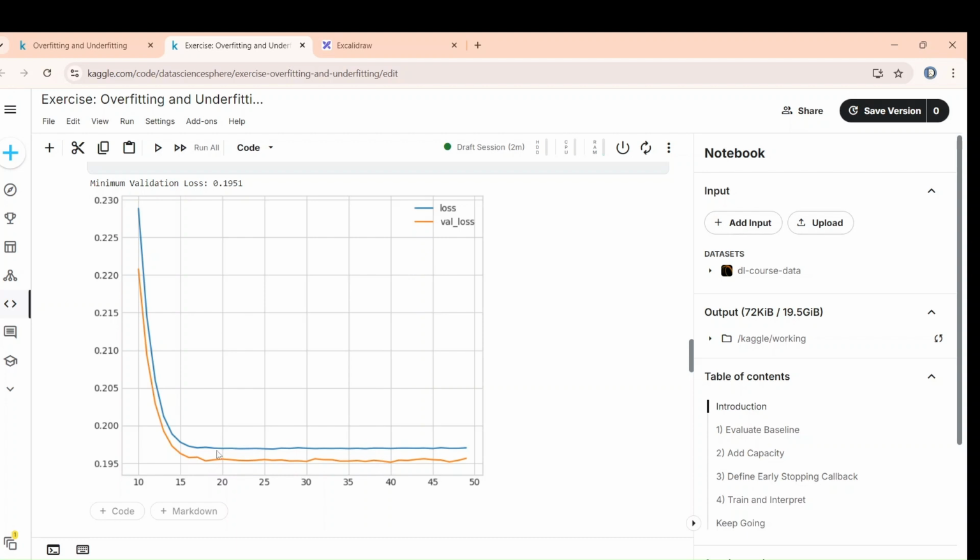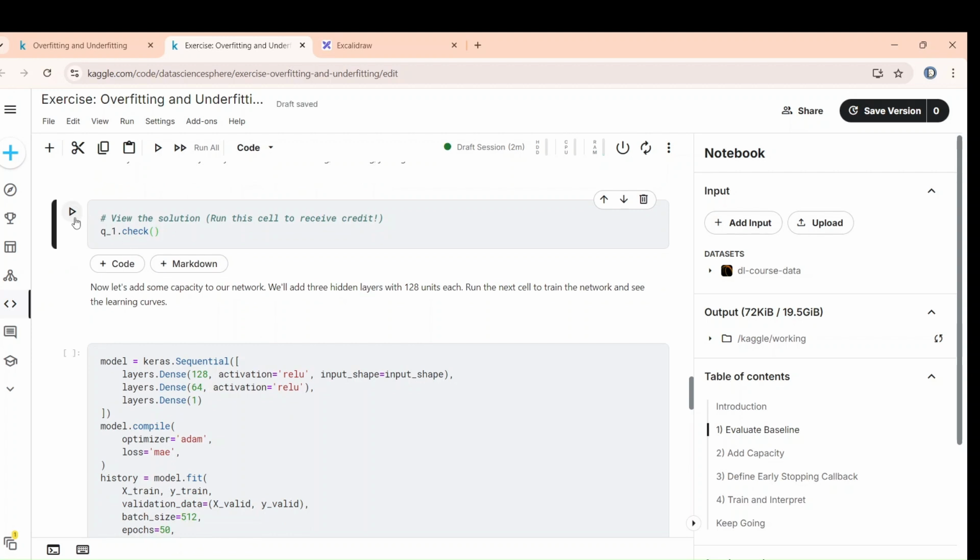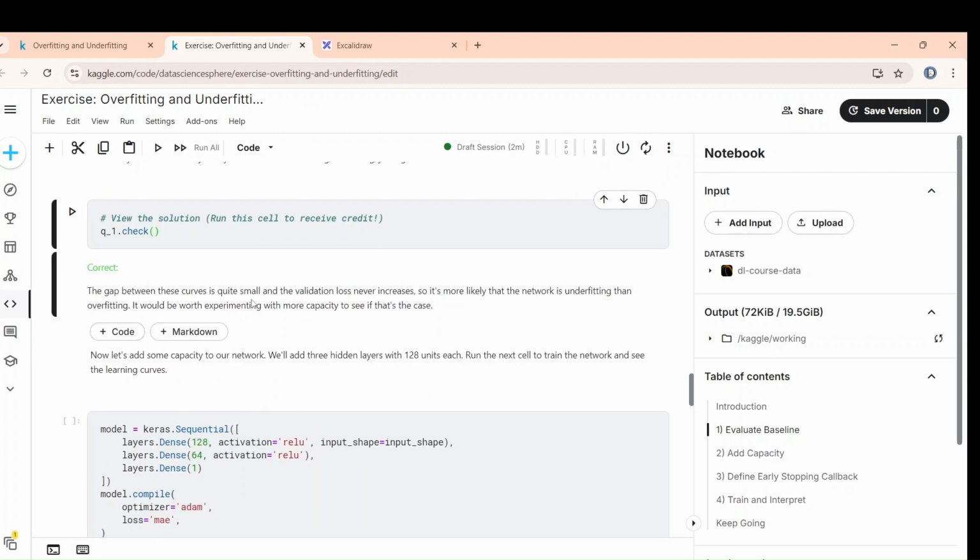This is the loss. This is the validation loss. Validation loss is lower than the loss. So is it overfitting or underfitting? Obviously it is underfitting. Okay. So let me run this. The gap between these curves is quite small. Validation loss never increases, so it's underfitting. Once it starts increasing, then only we'll consider it overfitting.